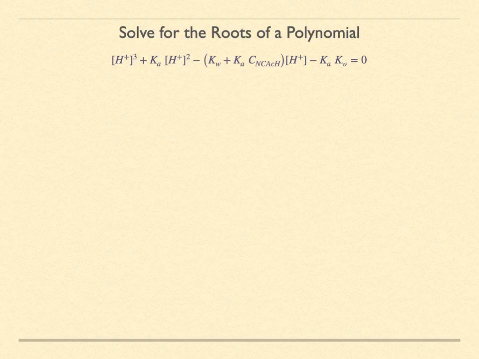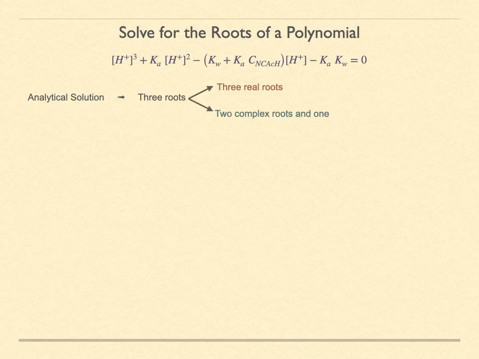There are 3 roots. In some cases, you get 3 real roots and would have to choose the one that made sense. In other cases, you would get 1 real root and 2 complex roots. Only the real root makes sense for the problem. In any case, there is always a real, sensible solution.